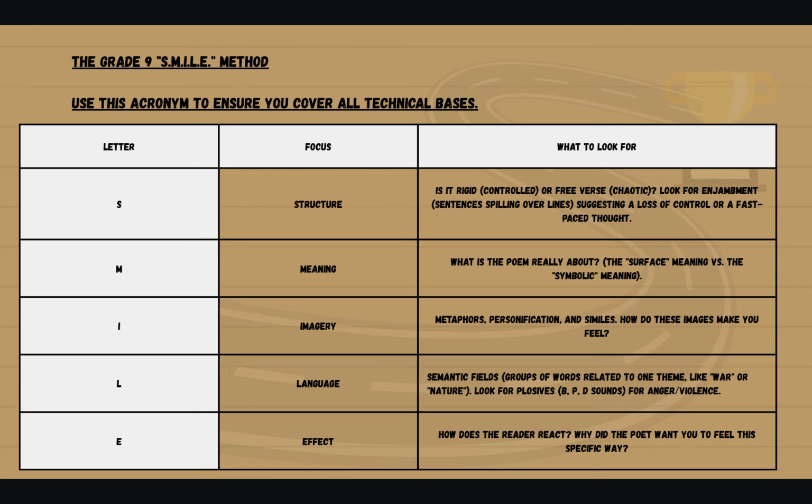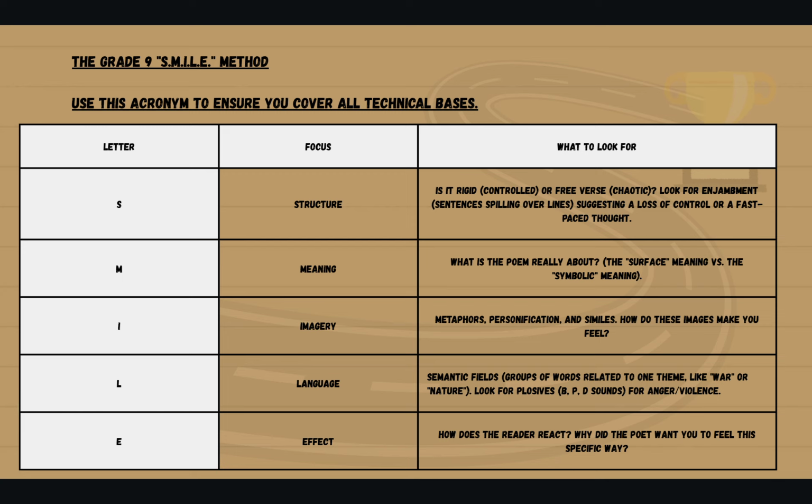Is it rigid, known as controlled, or free verse, chaotic? Look for enjambment, which is sentences spilling over lines, suggests a loss of control or a fast-paced thought. Then you look at the letter M, which stands for meaning, which means what is the poem really about? The surface meaning versus the symbolic meaning.